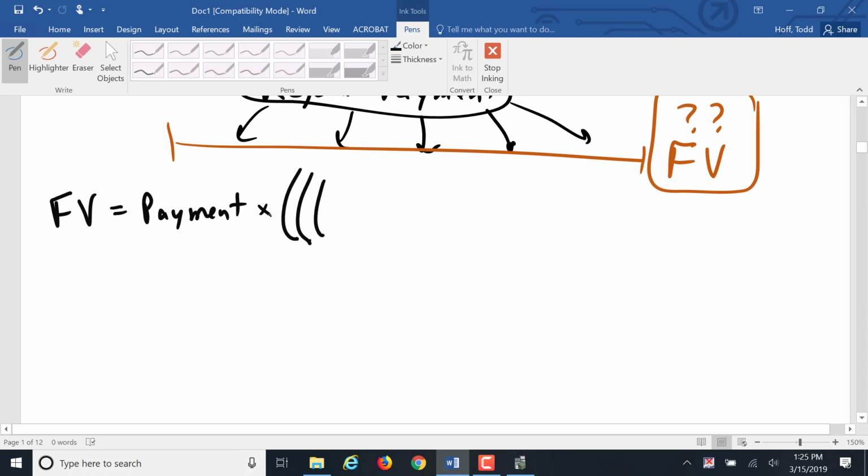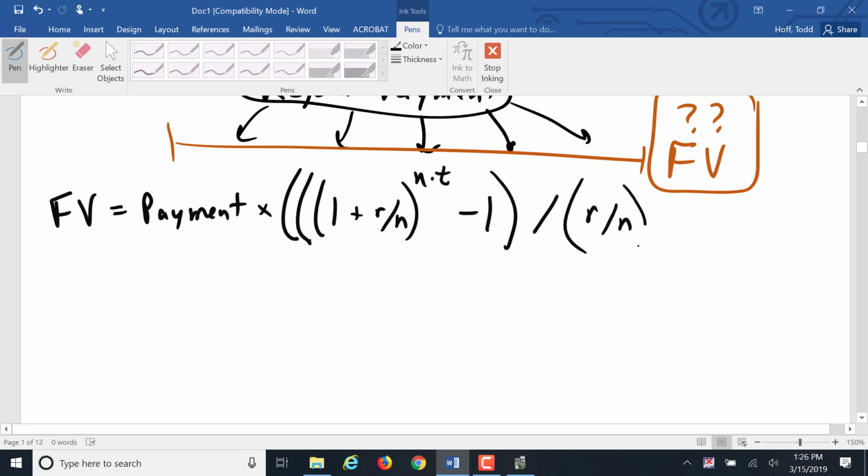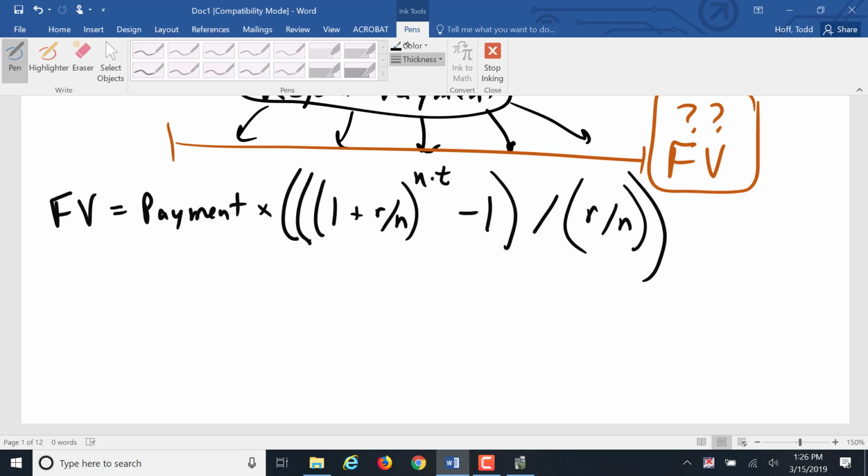Now I'm writing this out not as a formula, but as you would enter it into the calculator. Many textbooks will write this out in a fraction form. Well, entering that into a calculator is very difficult. So yes, we do need 3 parentheses here. 1 plus R over N, close parentheses, to the power of N times T, then minus 1, close parentheses, divide by, open parentheses, R divided by N, and then we close our parentheses twice.